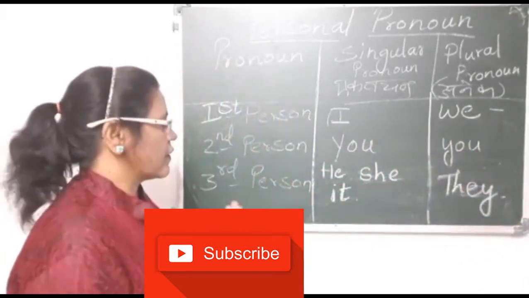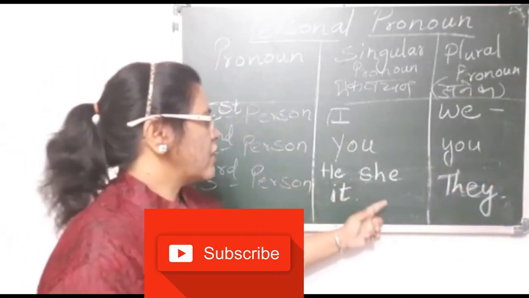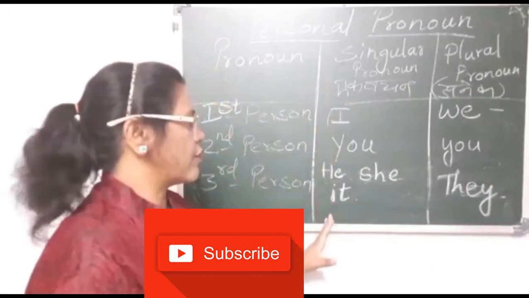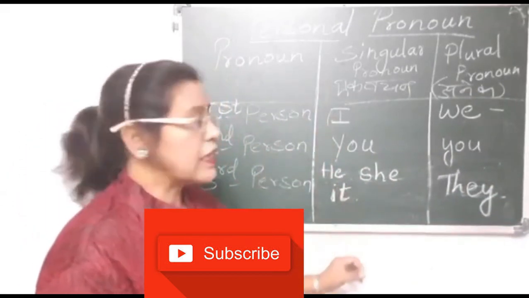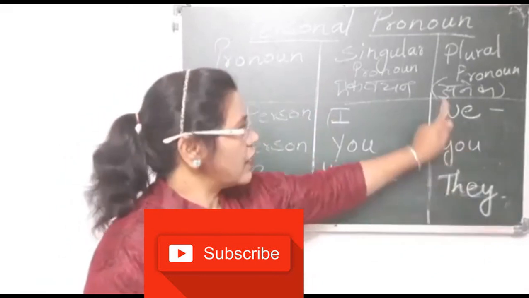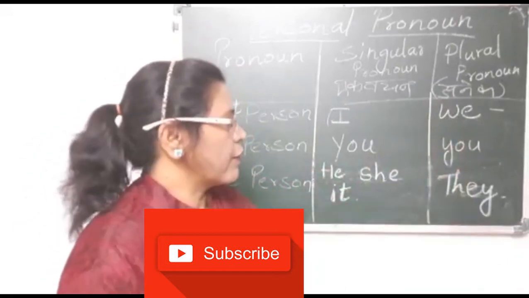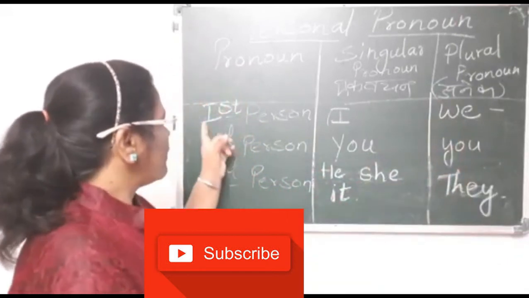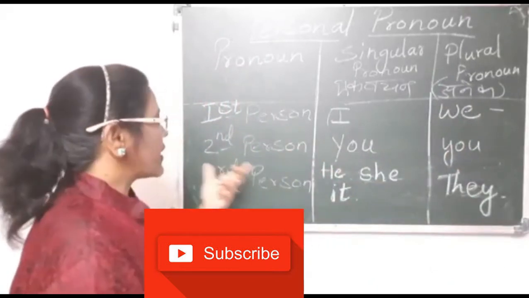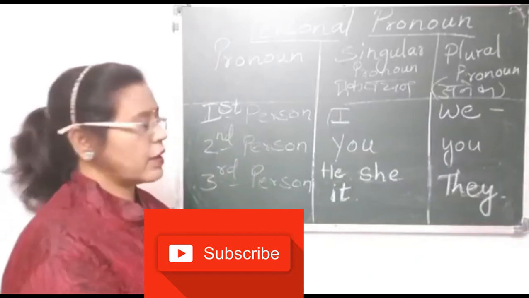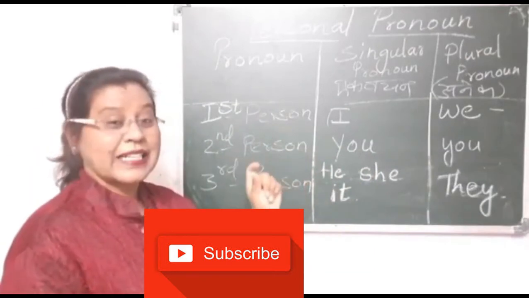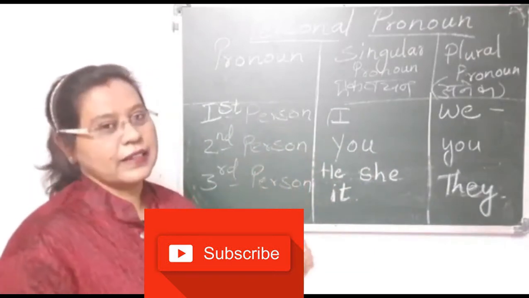And the third person is he, she and it. He, she and it come under singular pronoun. We can use he, she, it in a singular pronoun, and in a plural pronoun we can use they. So they is a plural form of pronoun. Now here the first person, as I told you, is the speaker. He is speaking, and the second person is the person who is spoken to. Now we'll go through some examples, so you'll be able to understand it very clearly.